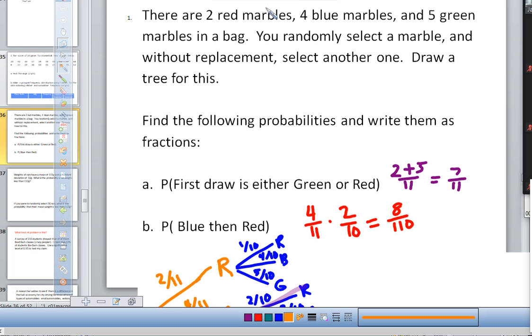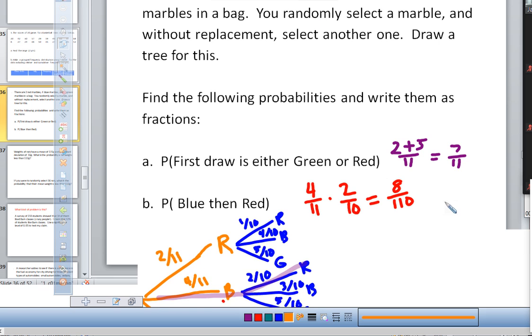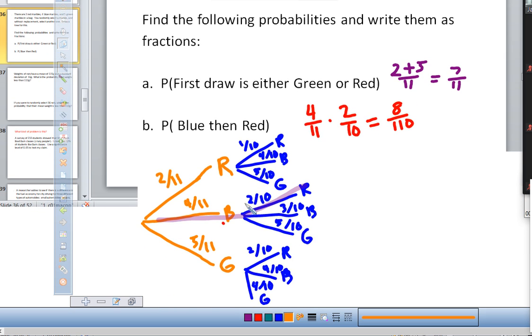So two red, 4 blue, 5 green. So 11 total. Your first probability, remember, you draw your branches, and the end of your branches are your options. R should be at the end, B should be at the end, G should be at the end. Your probabilities you write along the way on the branch. So 2 out of 11 is along the way to get to R. That's how much it costs to get to R, right? 4 elevenths is your probability of getting to B. Green, 5 elevenths, the probability of getting there.